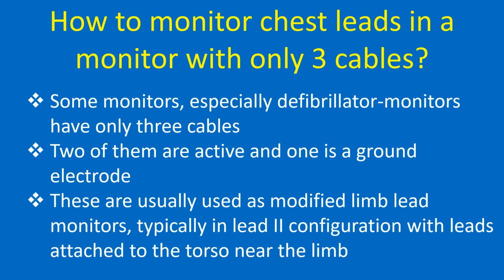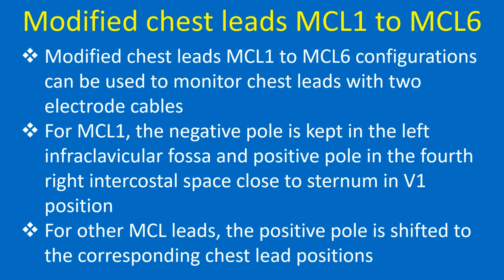Some monitors, especially defibrillator monitors, have only 3 cables. 2 of them are active and one is a ground electrode. These are usually used as modified limb lead monitors, typically in lead 2 configuration with leads attached to the torso near the limb. Modified chest leads MCL1 to MCL6 configurations can be used to monitor chest leads with 2 electrode cables.